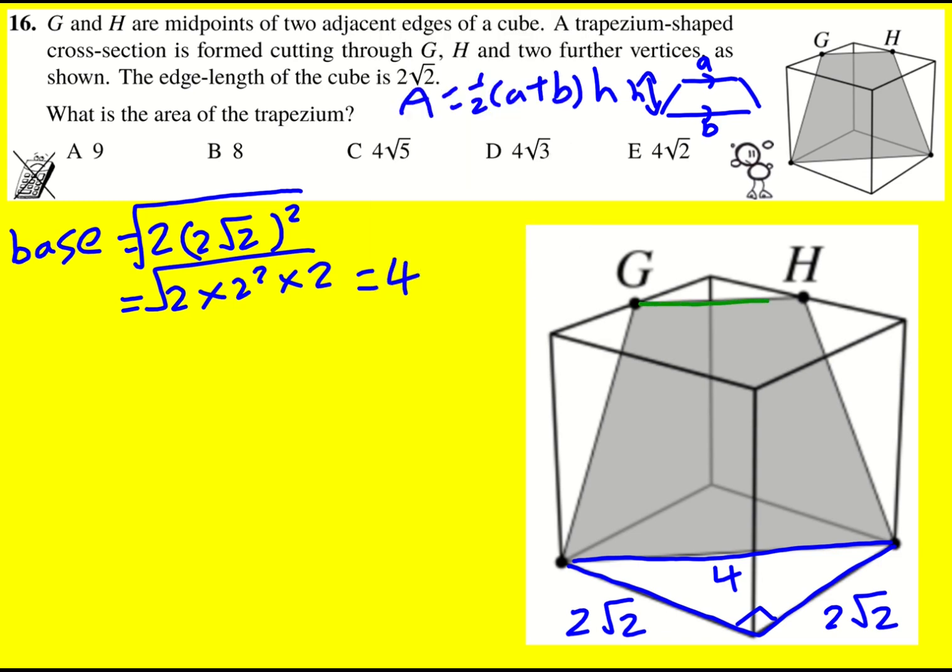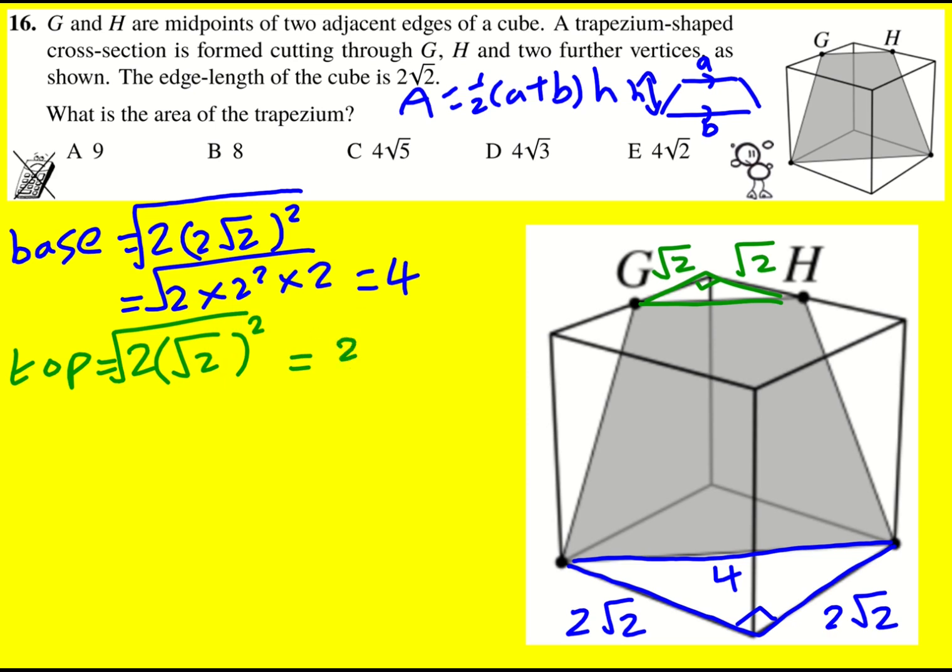Okay, now we've got the top. I can also draw a right angled triangle like that, and because G and H are the midpoints, this length is root 2 and this length is root 2. And similar lines, we've got the top. It's going to be the square root of (root 2 squared plus root 2 squared), but that is the same as 2 times root 2 squared, square rooted. So that gives me the square root of 2 times 2, or 2. The only thing left to find is the perpendicular height, and I did it using the following method.